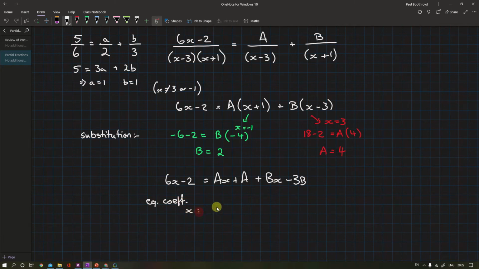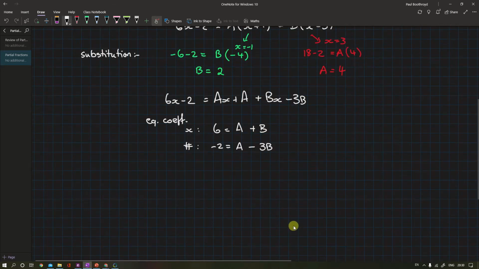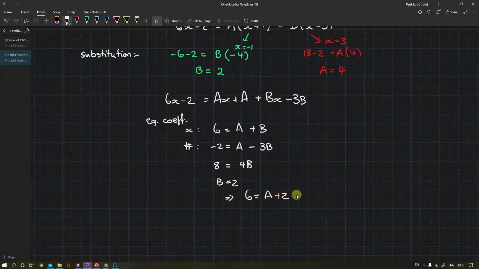So the x term gives me 6 equals a plus b, and the number term, because I can't say anything from this one, gives me minus 2 equals a minus 3b. And now you're into solving simultaneous equations. So if I take this one away from that one, I'm going to get my 8. A's cancel, is 4b, so b equals 2. Substitute it into one of them. That's probably easiest to put it into the top one. So 6 equals a plus 2, which tells me that a must equal 4.